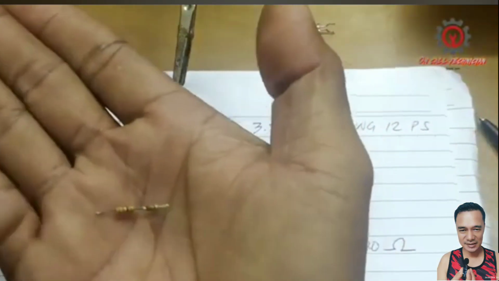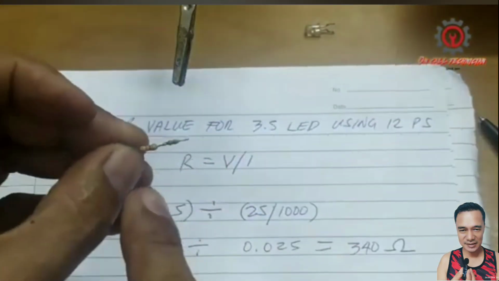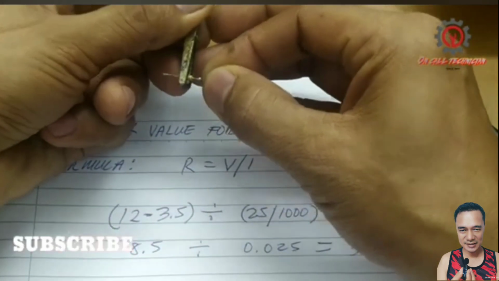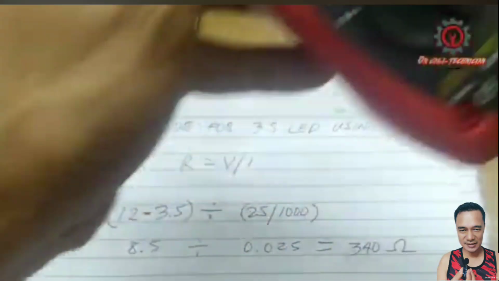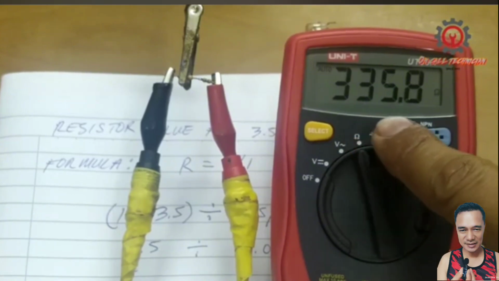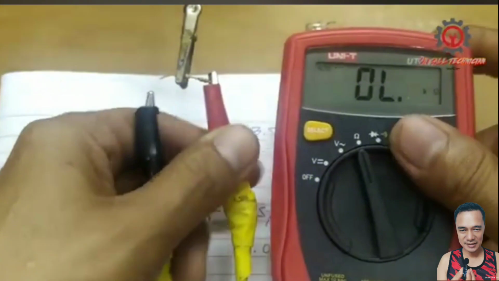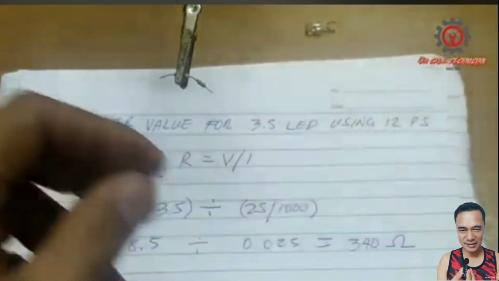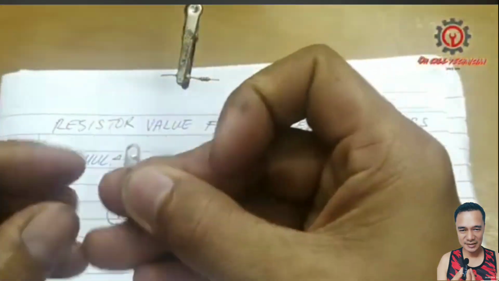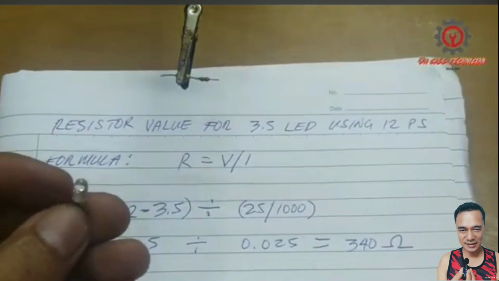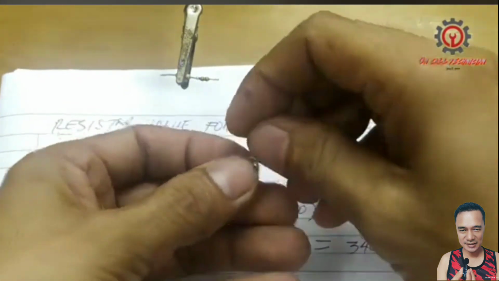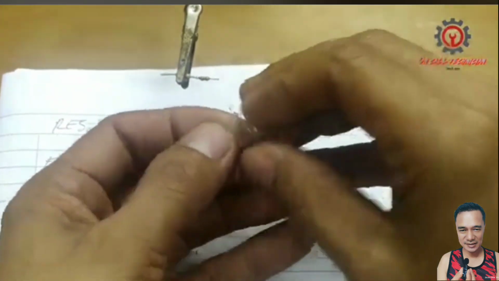So connected in series, 10 ohms and 330 ohms is equal to 340, which I'm going to use, and to use this, the bigger side here guys is the positive, so we're going to put that here like that.